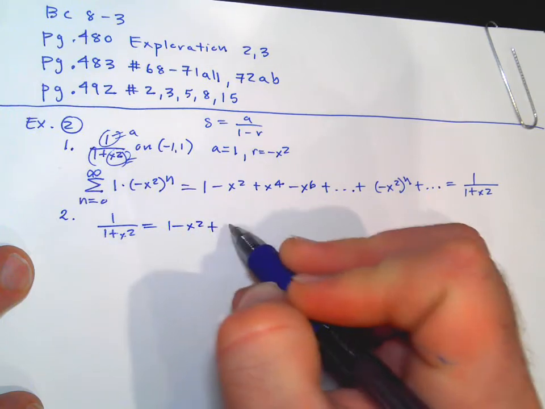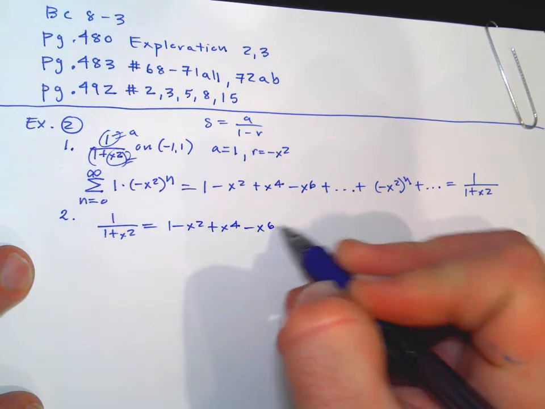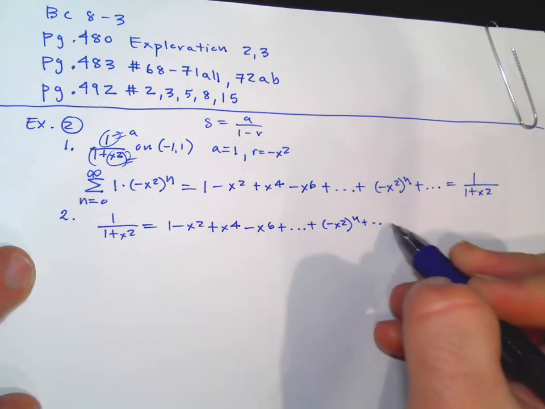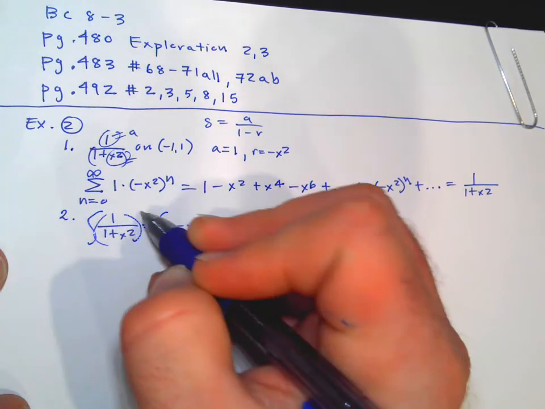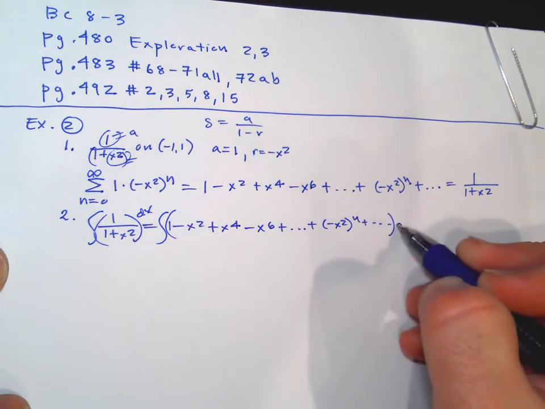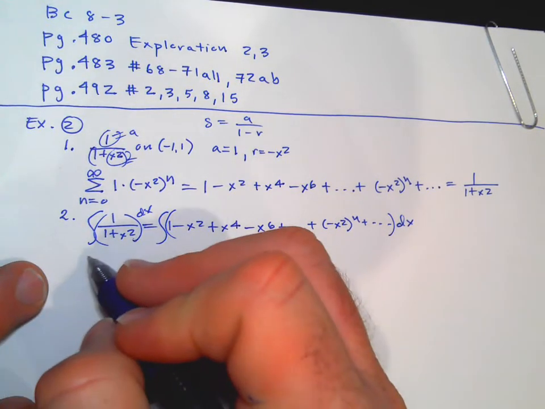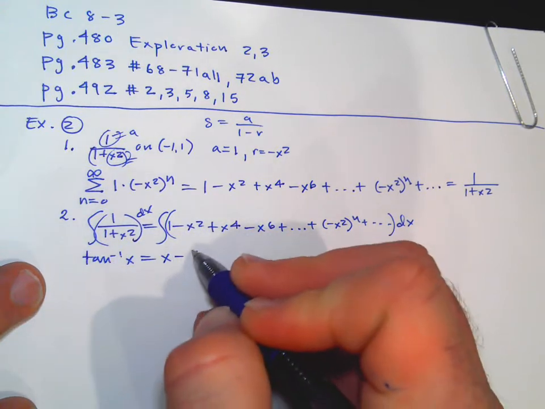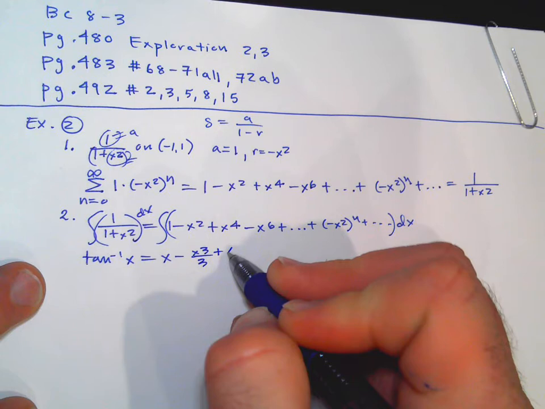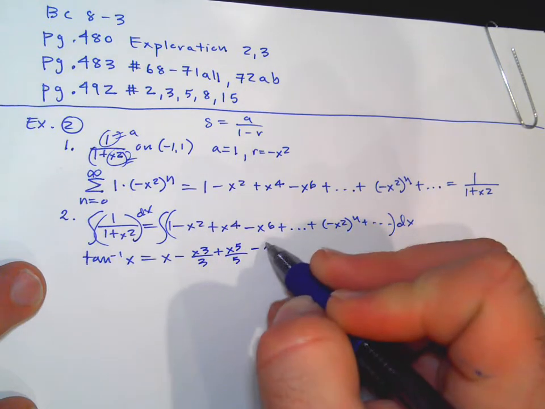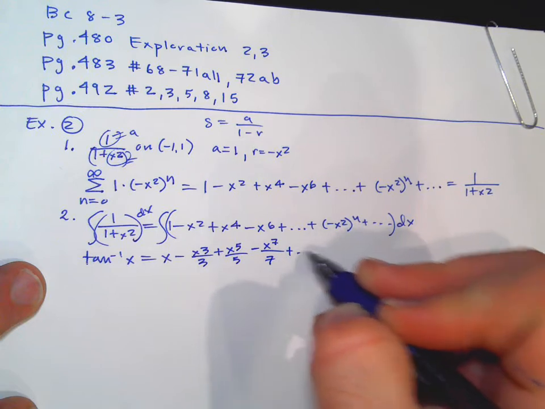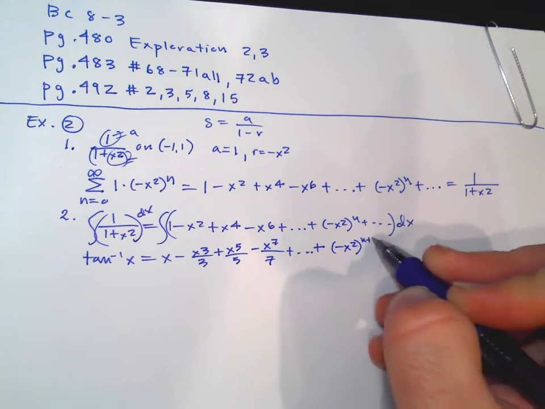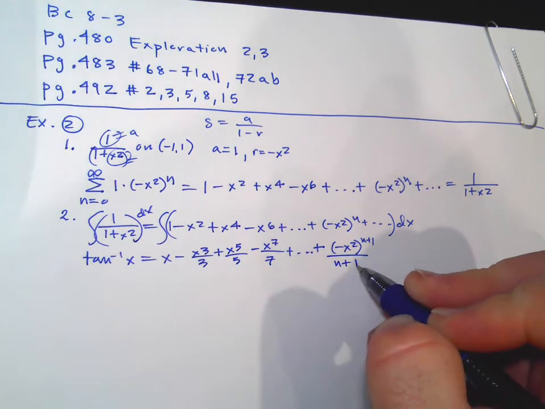this series. So using integration, we integrate both sides, dx, and we get inverse tangent of x. And that's going to be x minus x cubed over 3 plus x to the 5th over 5 minus x to the 7th over 7 plus ... plus -x squared to the n plus 1 divided by n plus 1.